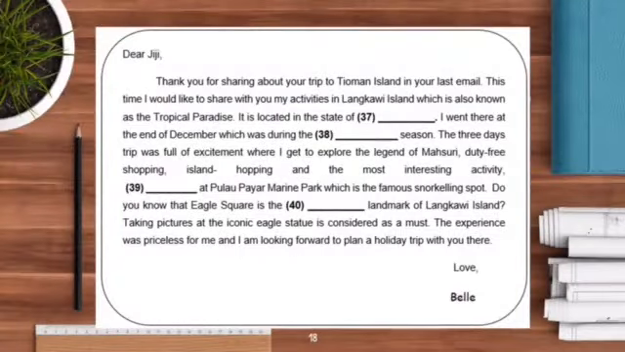This is a letter from Belle to Gigi. So what you have to do is fill in the blanks with the correct answer. Remember, your answer should not be more than one word. Your answer should only be one word. Okay, so please try and answer these questions.